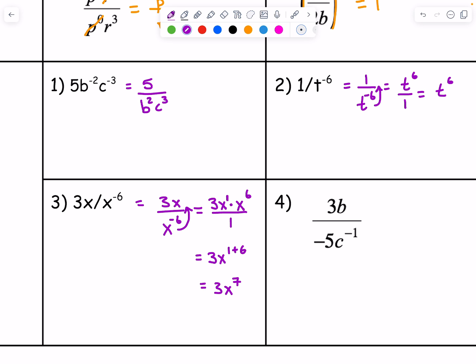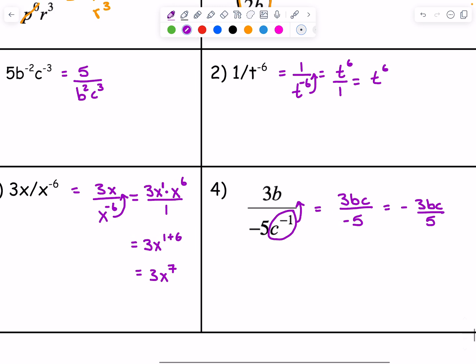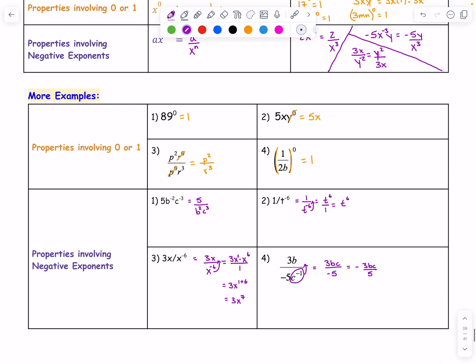Okay, one last example. We have 3b over negative 5 and then c to the negative 1 power. A really important thing to note is the only thing affected by this negative exponent is the c. So it's the only thing that needs to move in this expression. So I'm just going to move that up to the numerator. Now it has a positive 1 exponent, which we don't have to write. It's understood. And then the negative 5 is still in the denominator. So then all we can really do with this one is just put the negative right out front. And that would be all we could do. Okay, so that is good for the next two properties of exponents.